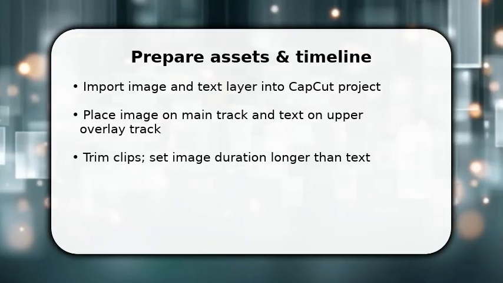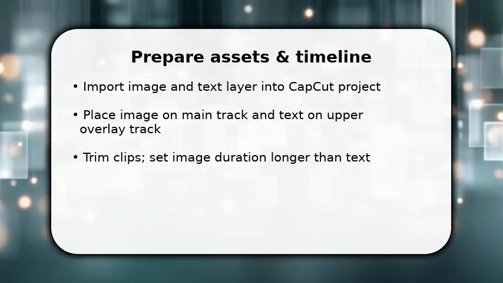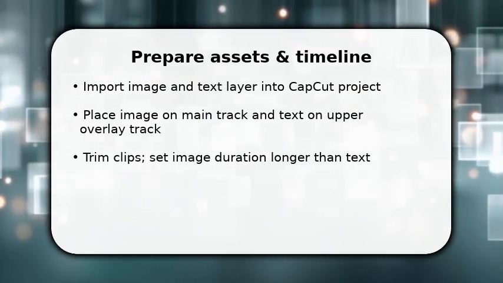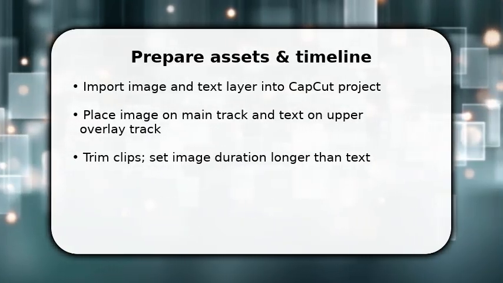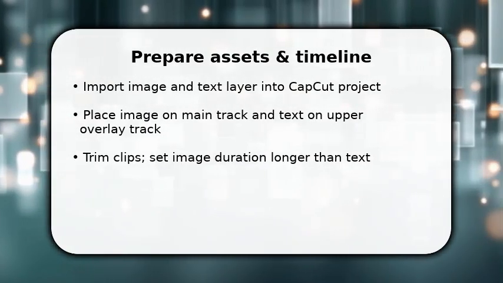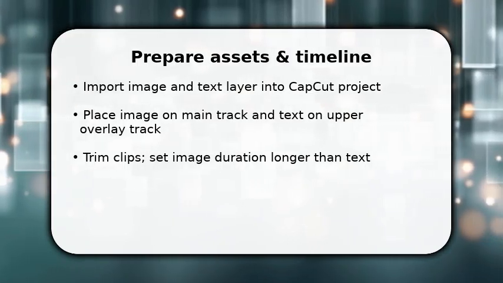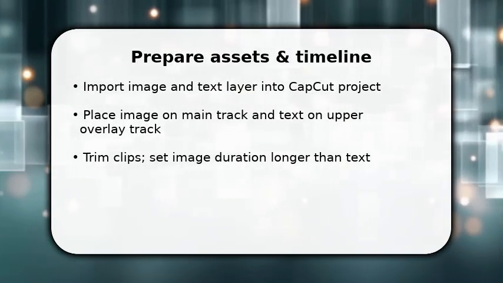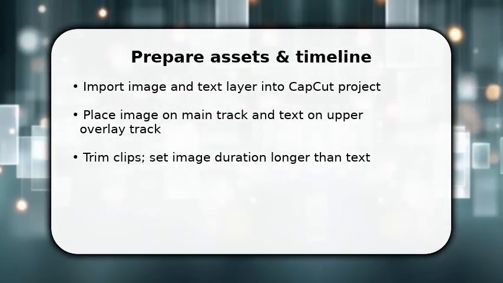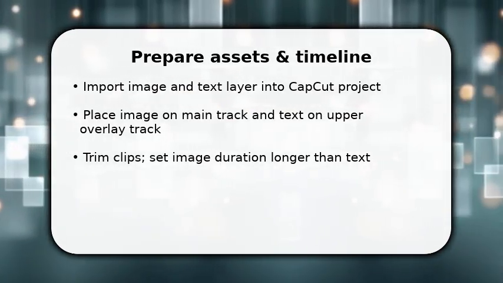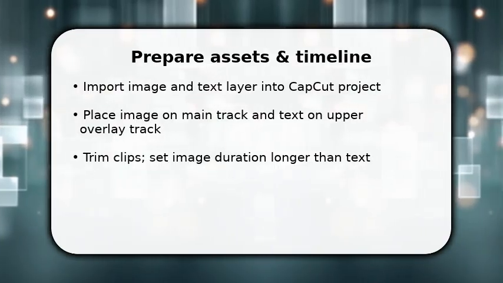You start by importing both the image you want and the text you'll place behind it. Drag the image to the primary track and the text to a layer above. Once done, trim so the image lasts longer than the text and position the playhead where the reveal will begin. Make sure the text is centered roughly where you need it. Precise placement is easier now than later. This sets the stage for masking and blending in the next steps.